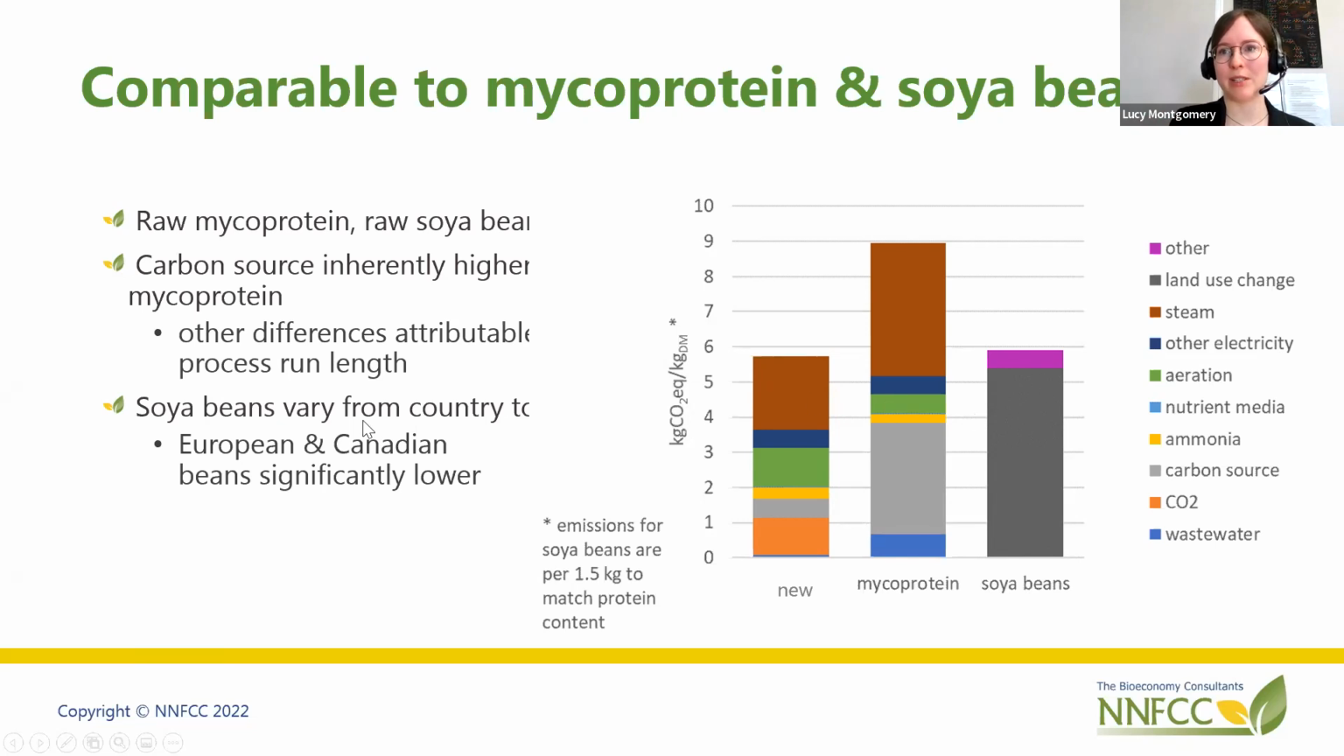If it's soybeans for human food, they come from Europe and Canada generally, and there is less land use change and the emissions for soybeans are really low. If it's soybeans for feed, they come from all over the world, and there's a lot of problems with land use change and the carbon emissions are really high. So again, it really depended on what they wanted to use their single cell protein for in the end.